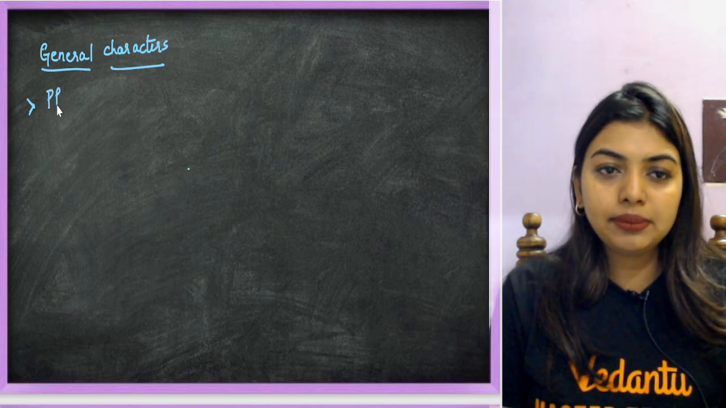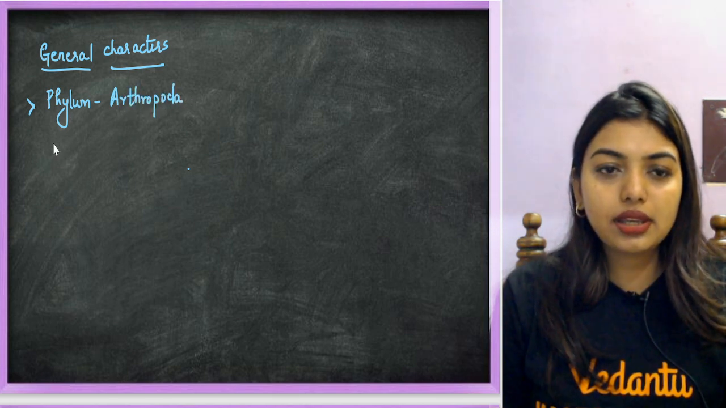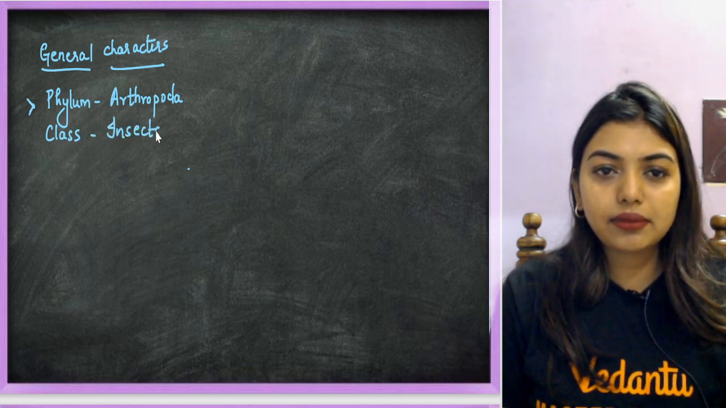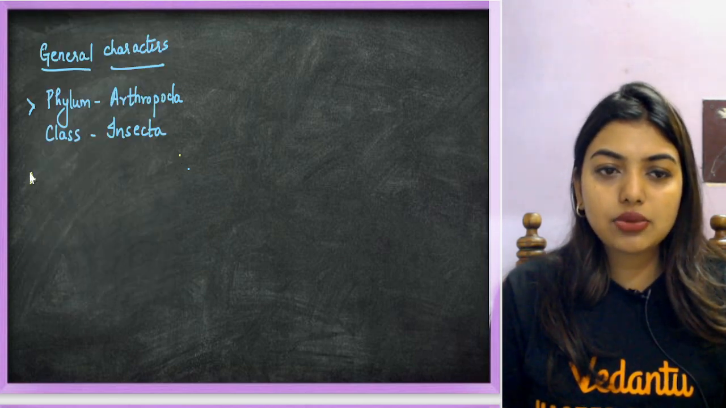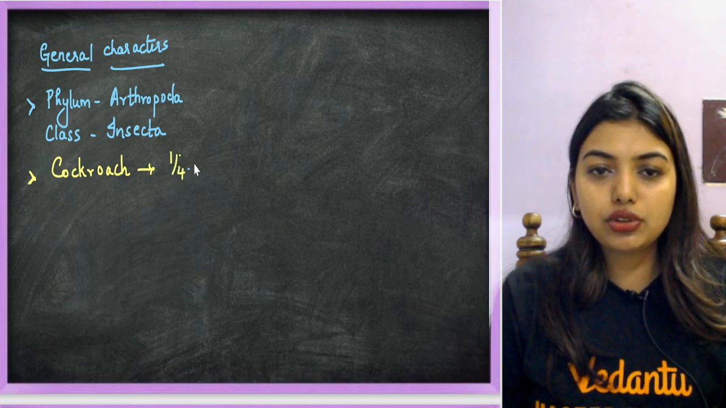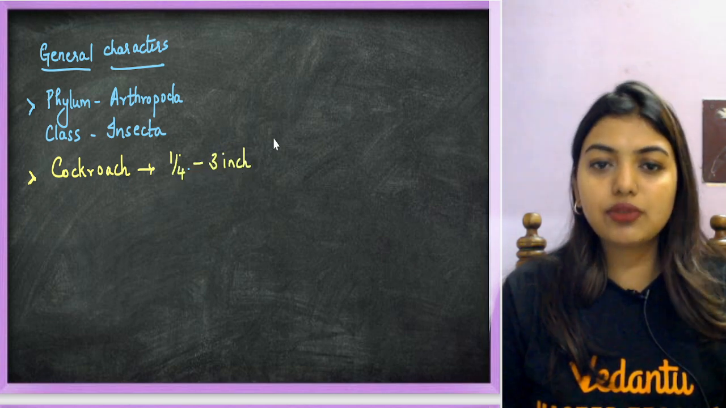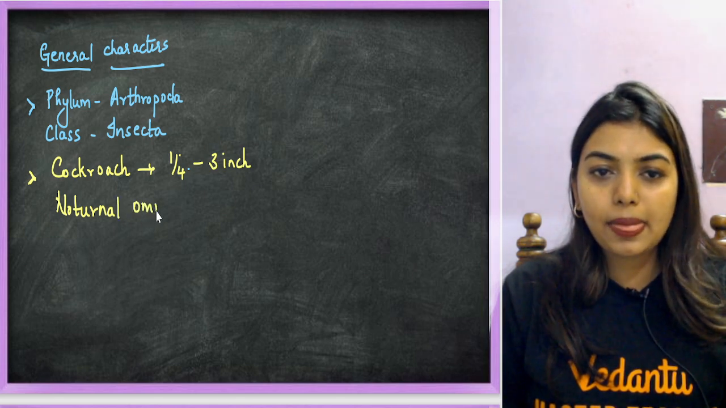So we'll write phylum Arthropoda, class Insecta. Okay, and this is one of the largest phyla. Now what else do we know about cockroach? Size they have spoken about. It goes from 1/4 to 3 inches, right? Okay, and these cockroaches are nocturnal animals, nocturnal, omnivorous.